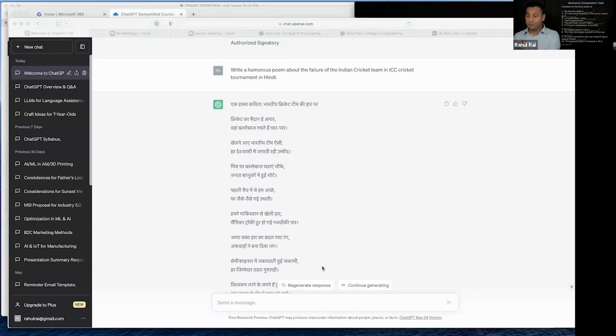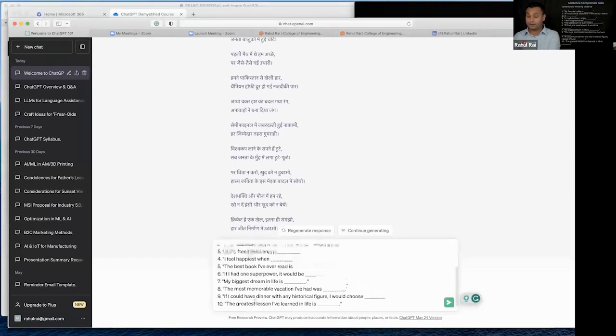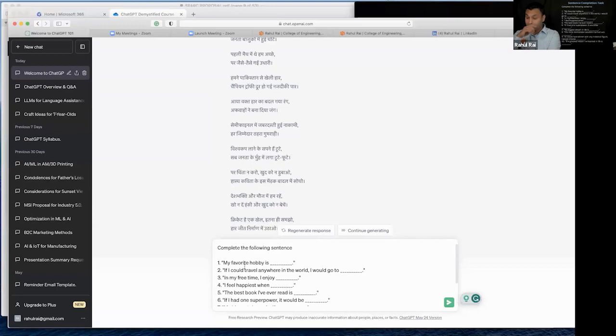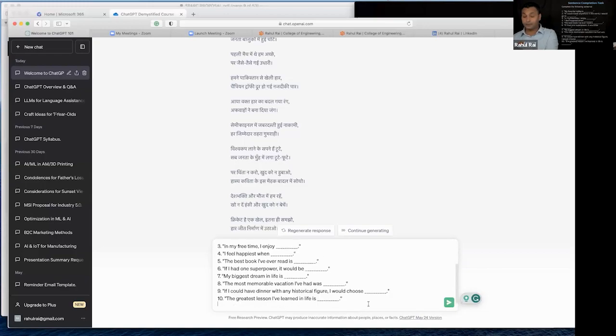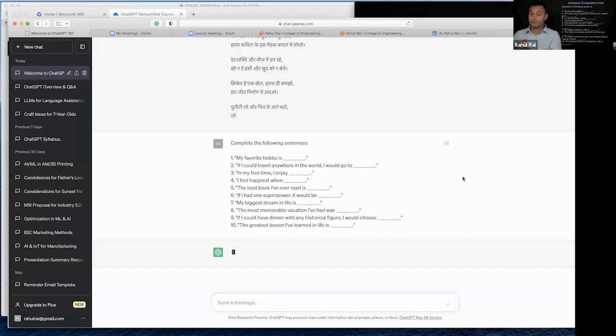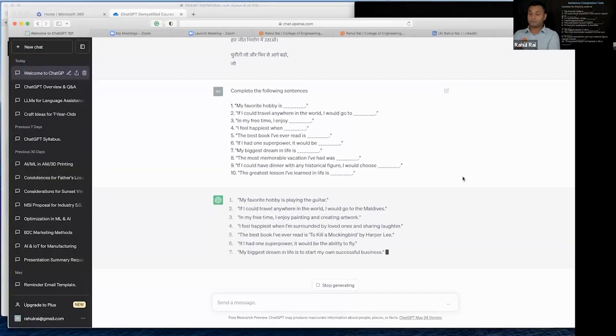So one of the things is I will pass on the prompt where I want ChatGPT to simultaneously complete 10 sentences. I'm saying, complete the following sentences. Let's see what ChatGPT comes up with. I'm passing this, and these are my incomplete sentences that are out there, and let's see what ChatGPT does.